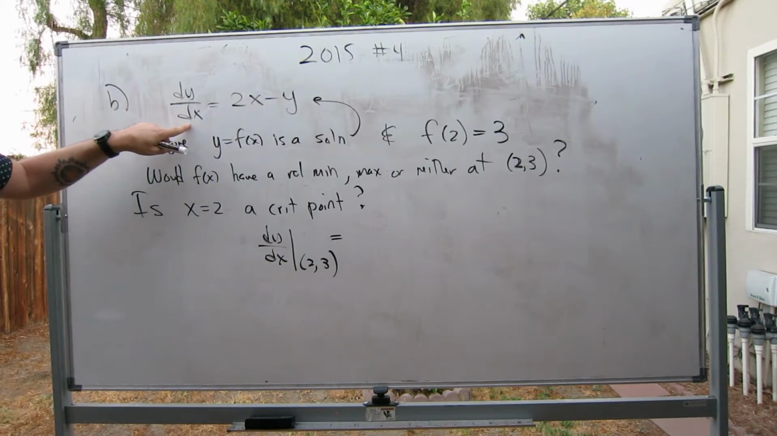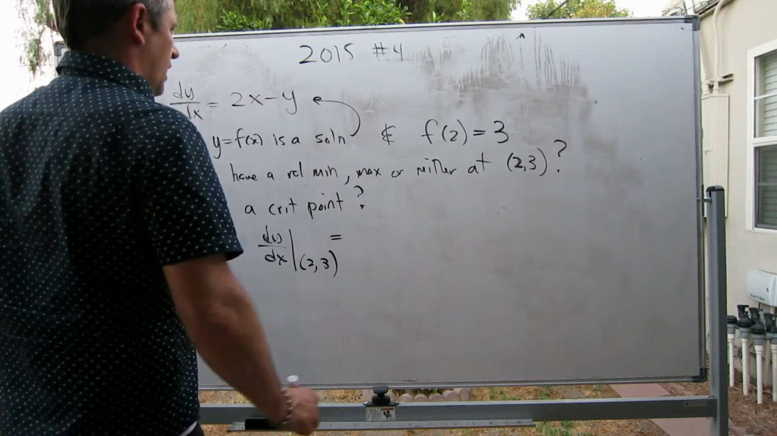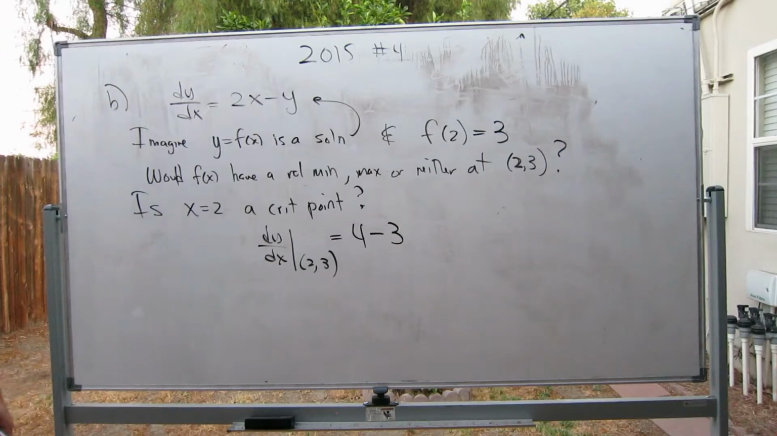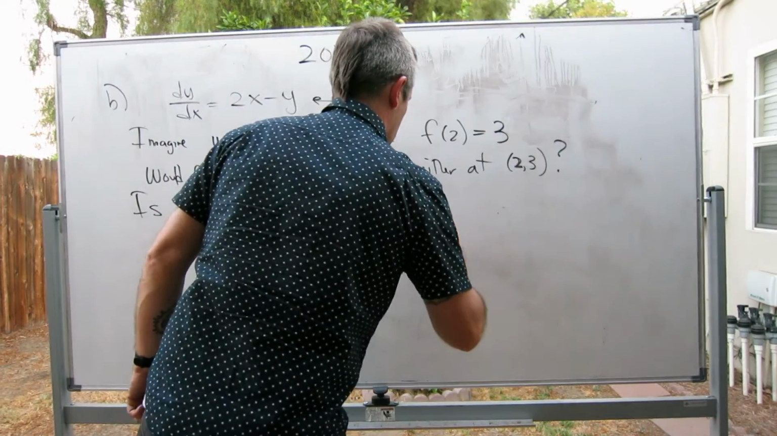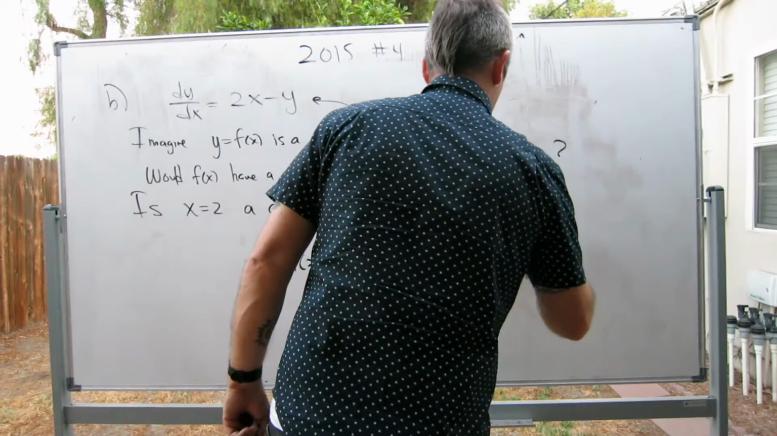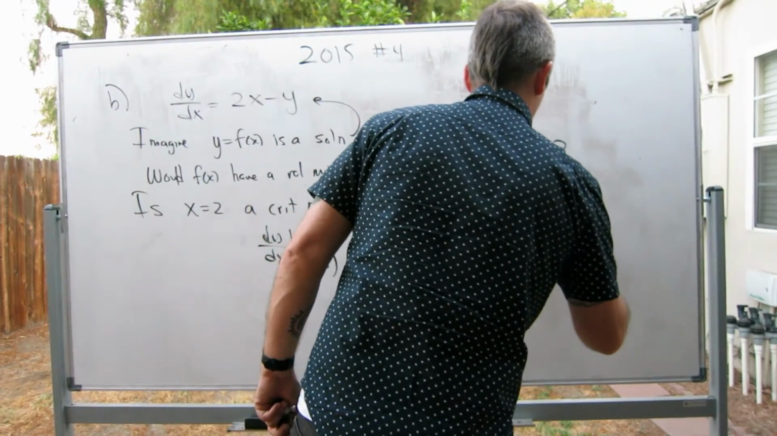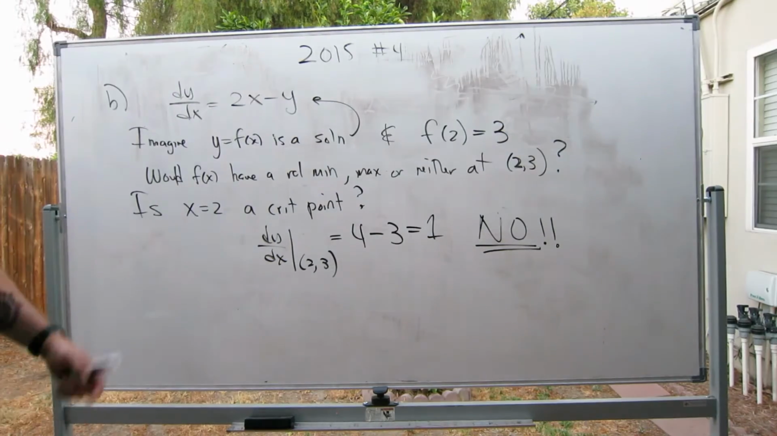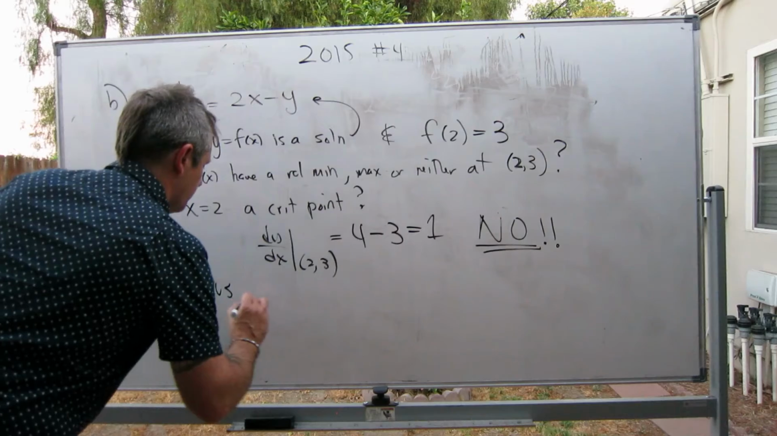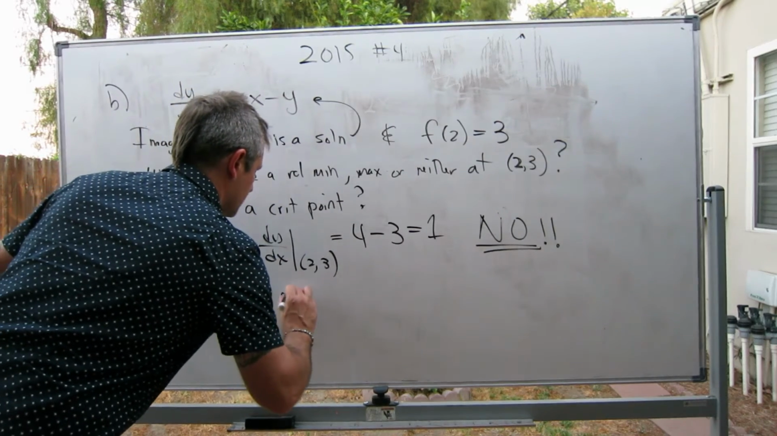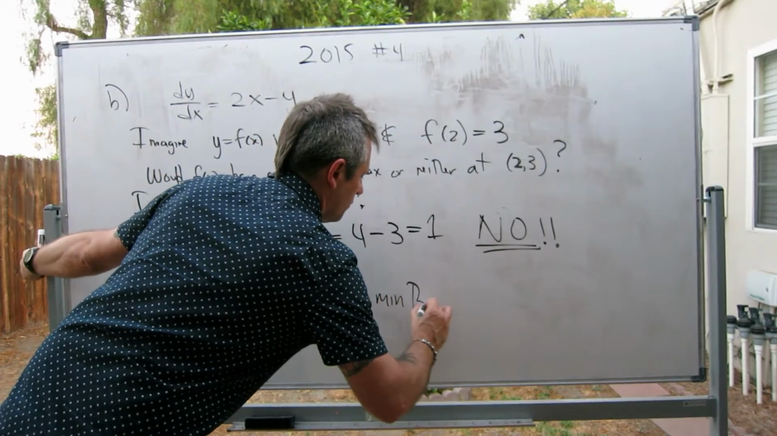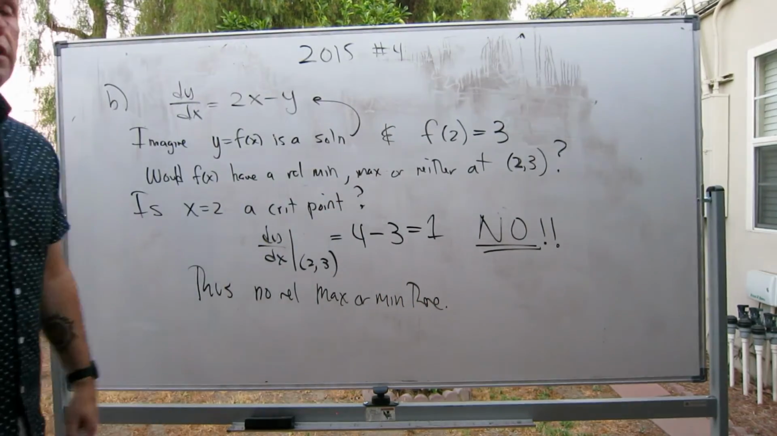Since we happen to know what dy dx is, we can plug in, and we're getting 4 minus 3, which is 1. So the answer is no. Thus, the answer is neither. Thus, no relative max or min there. And we're done. That was actually really easy.